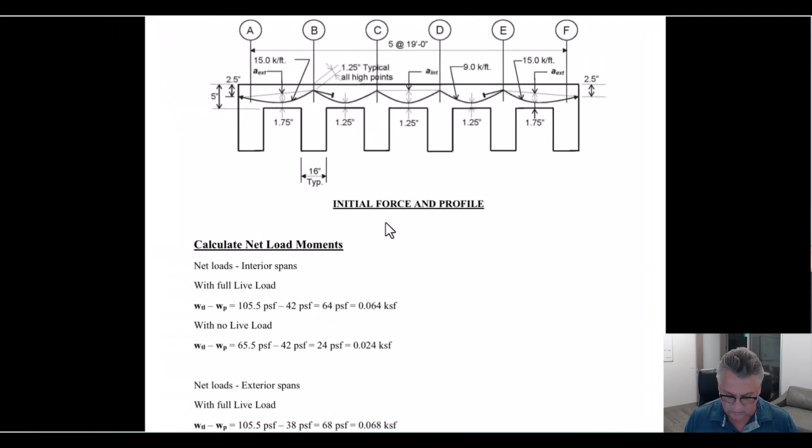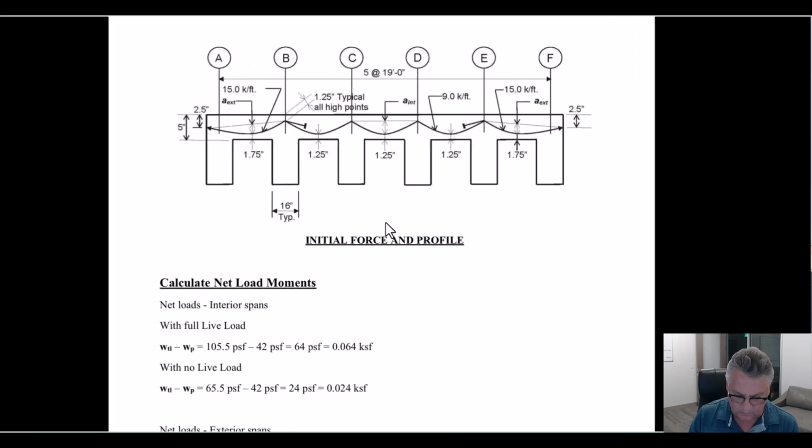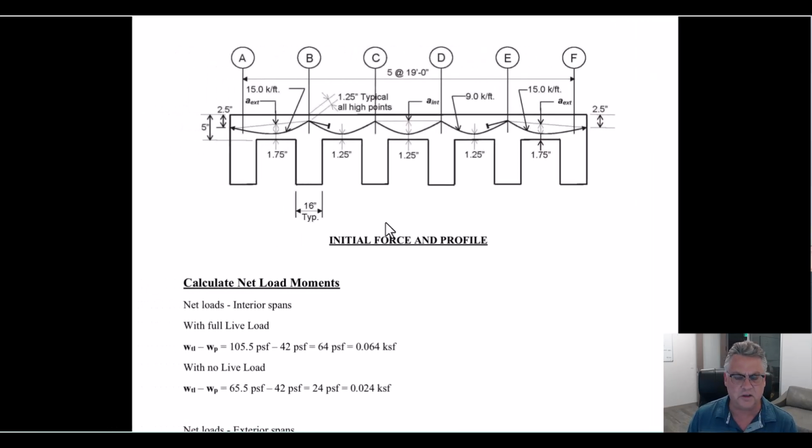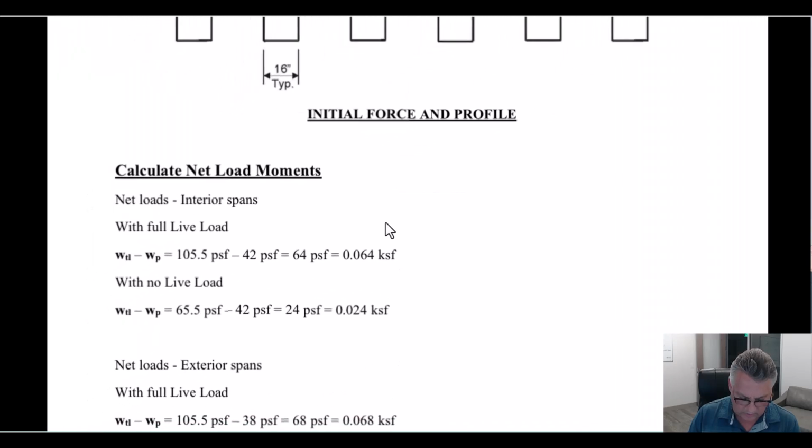So okay, here's where we're starting. This is the best guess. This is the good guess. Dad came up with 15 kips a foot at the perimeters, at the exterior bays, and 9 kips a foot on the interior. So let's see how well that guess worked.